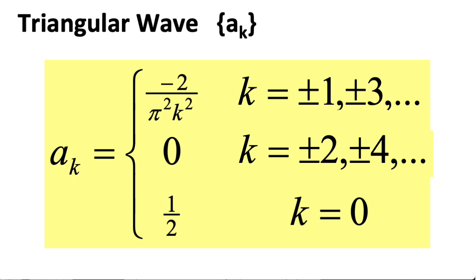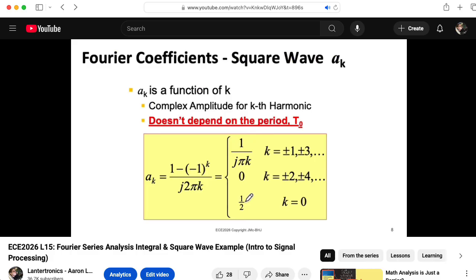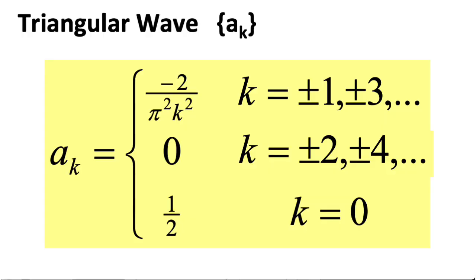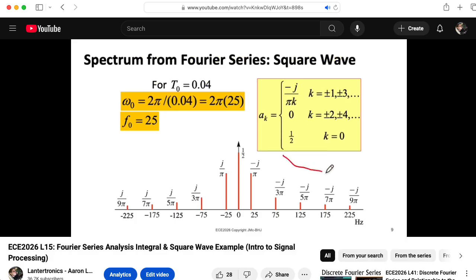I'm going to start this lecture by showing you the answer, and then we'll go through the derivation of the A sub k. Notice that the even harmonics are missing. We saw that that was also the case for the square wave. The odd coefficients are given by -2 over pi squared k squared. These slope off fairly quickly, on the order of 1 over k squared. This is in contrast with the square wave, whose coefficients sloped off on the order of 1 over k.